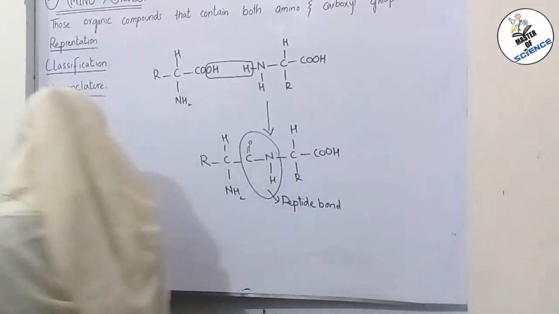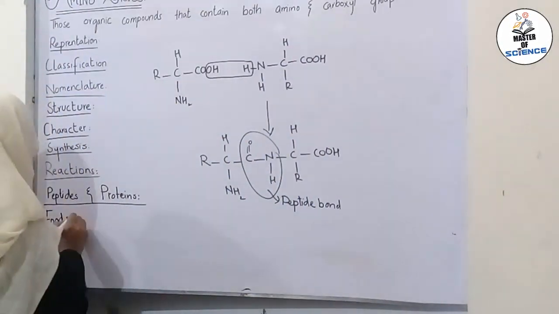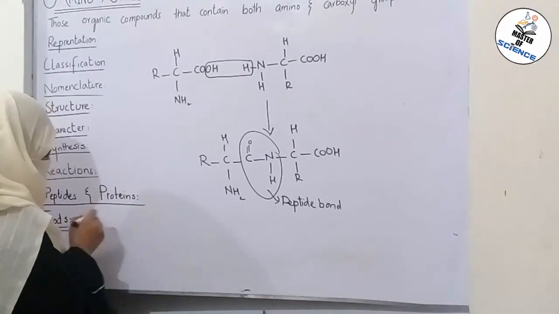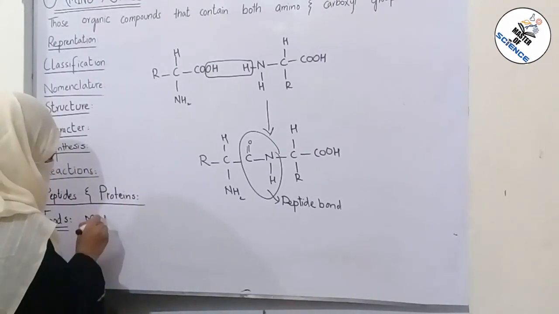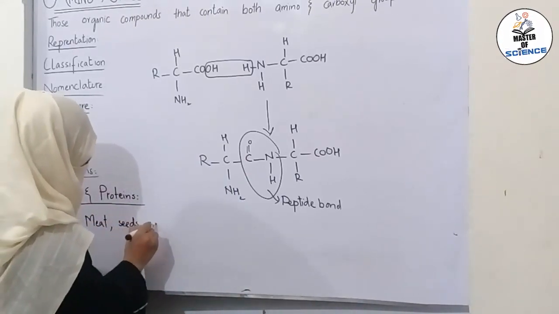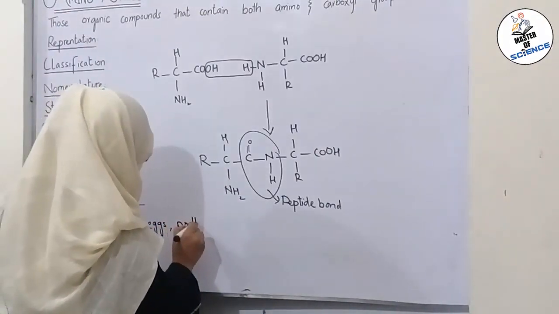Now what are the foods that contain amino acids? Different foods contain amino acids, like meat, seeds, eggs, poultry, etc.